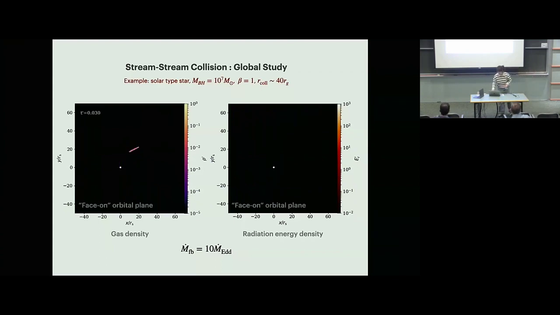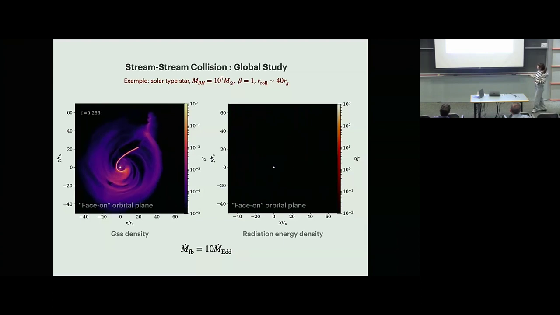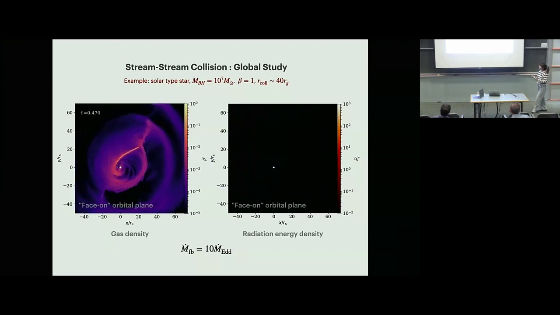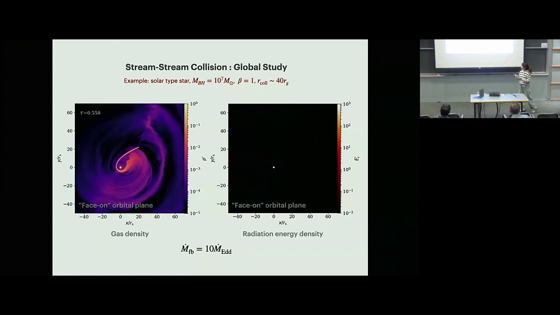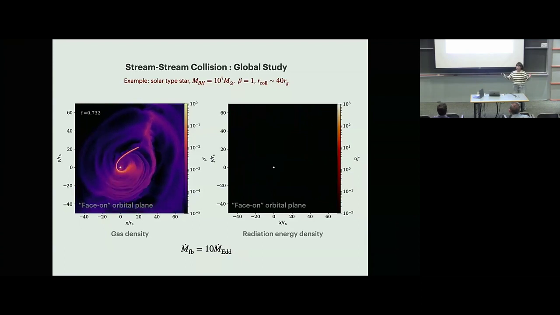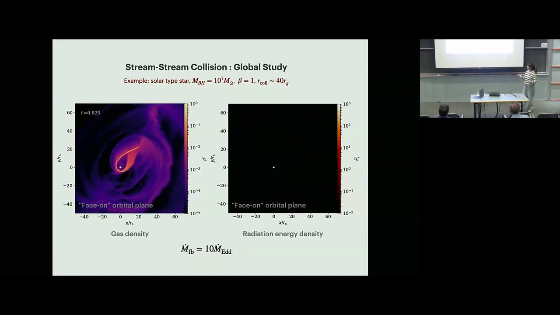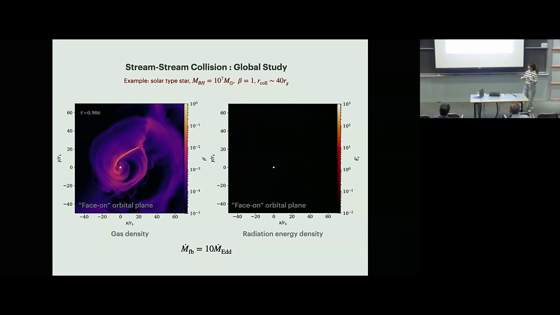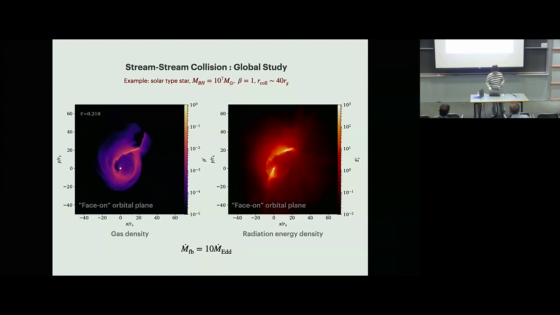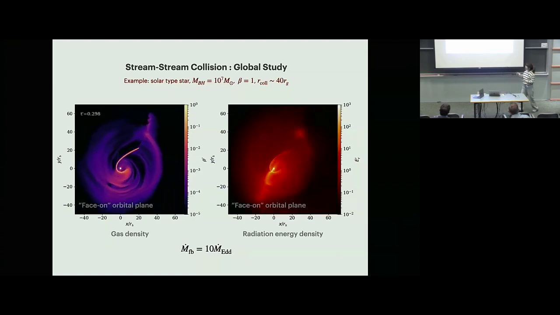So if we play the movie, as the stream-stream collision happens, it launches a lot of gas outflow. Later, the stream gets disrupted, reforms, and leads to another round of stream-stream collision. By the time we stop the simulation, which is fairly short compared to the total 100 days of duration for TDEs, it seems to have these repeating interactions. And the nice thing about doing radiation transfer on the fly is that we can look at the radiation energy density together with these gas density snapshots.